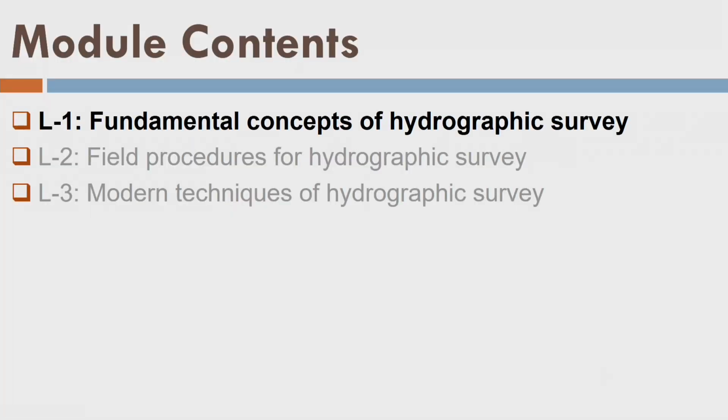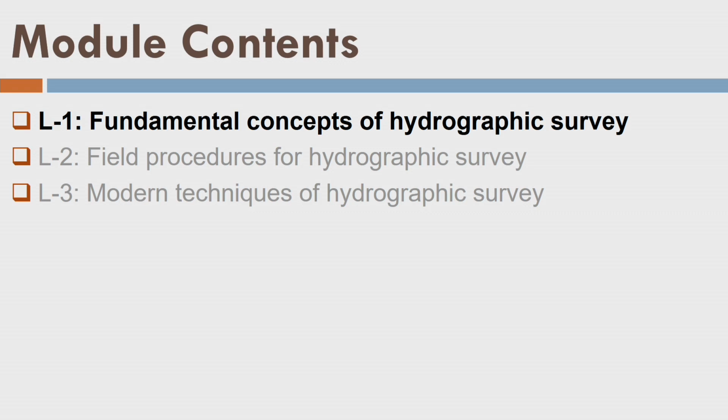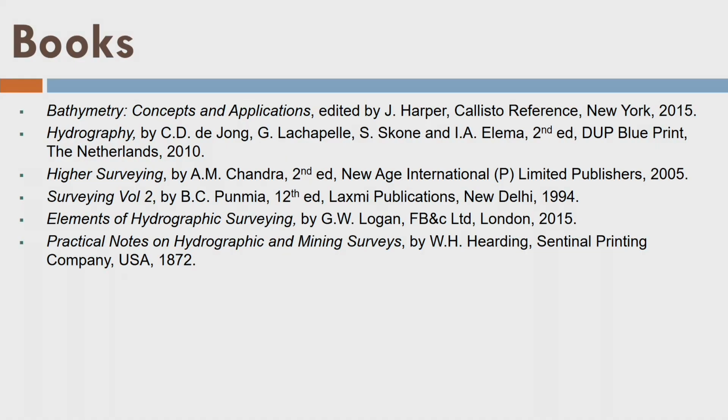This lecture is based on the fundamental concepts of hydrographic survey. We have a total of 3 lectures in this module on hydrographic survey. The first lecture is about fundamental concepts, which we are going to address today. So these are the books. Again, a few of the books are very expensive, so once you join a library or an institute library, you can avail such books and make notes. But these 3 lectures of this module are sufficient to create good knowledge for you. However, if you need more knowledge, you should refer to these books.